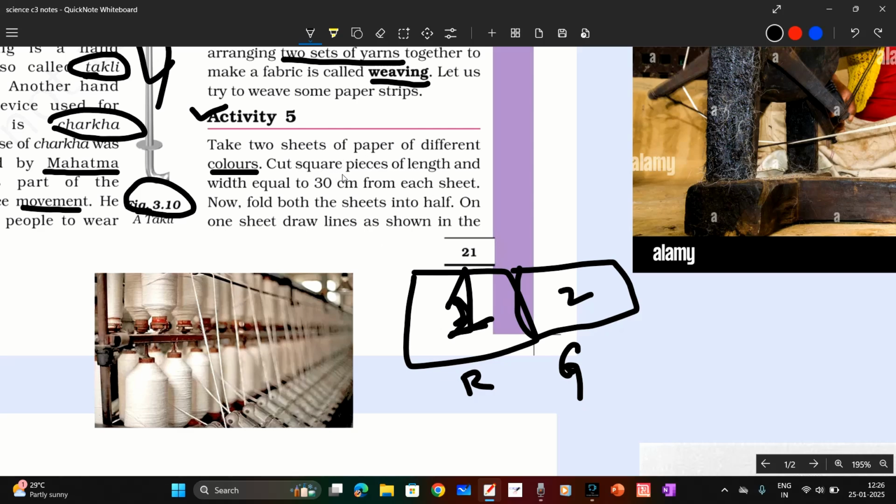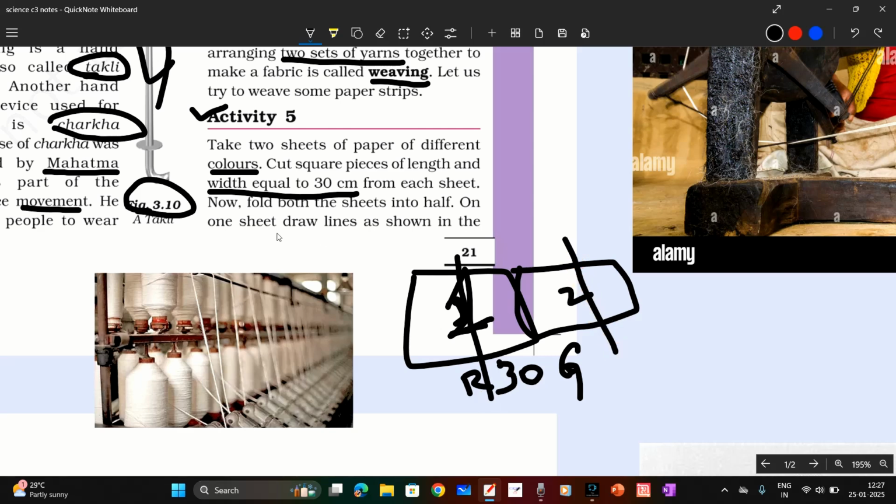After taking them, cut square pieces with a length and width of 30 centimeters. You have to cut these paper pieces into a square shape, and the length should be 30 centimeters from each sheet. Now fold both the sheets in half. This is one half and this is the second half.